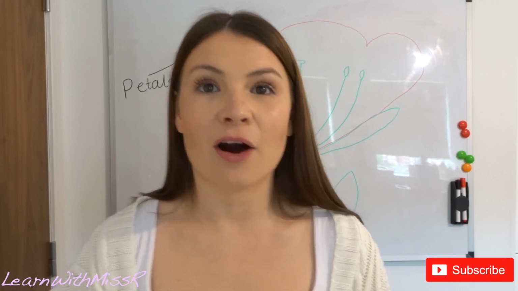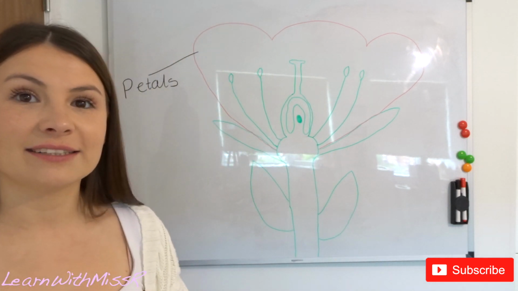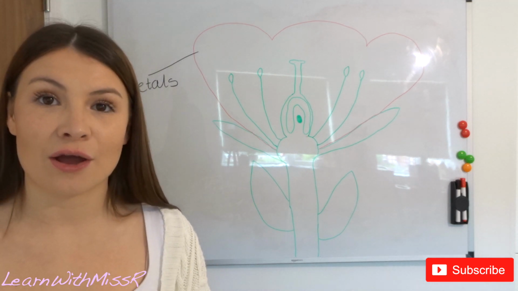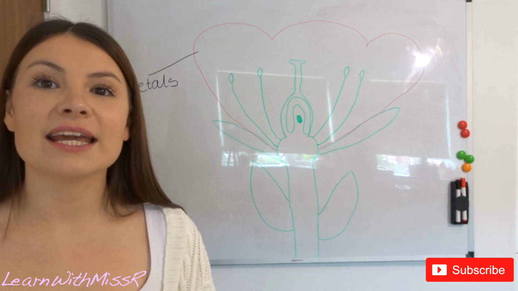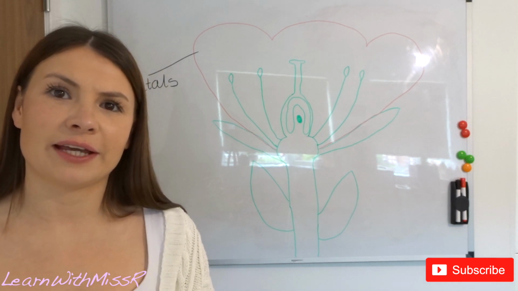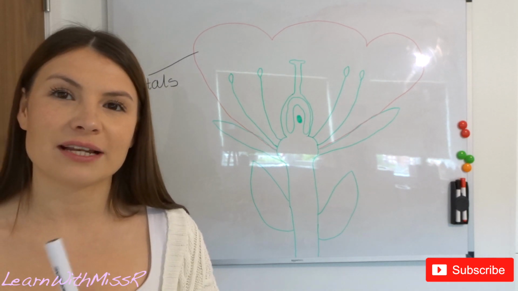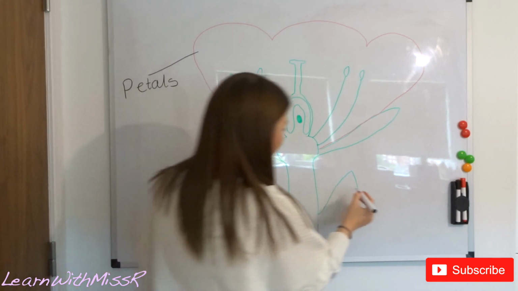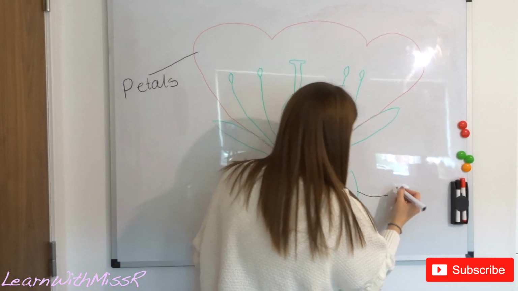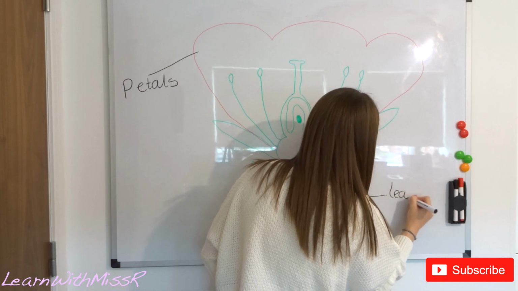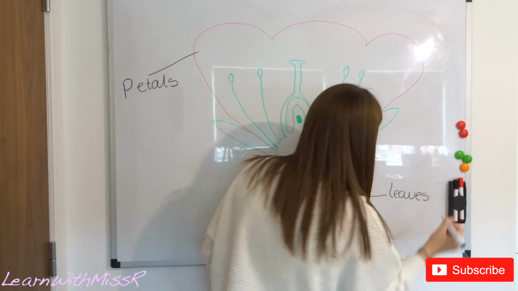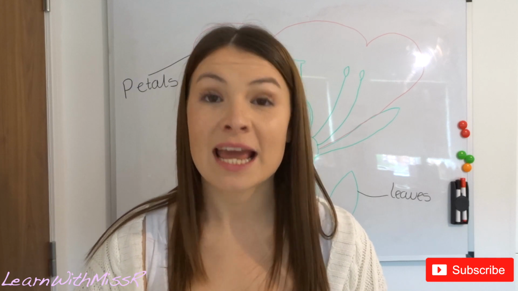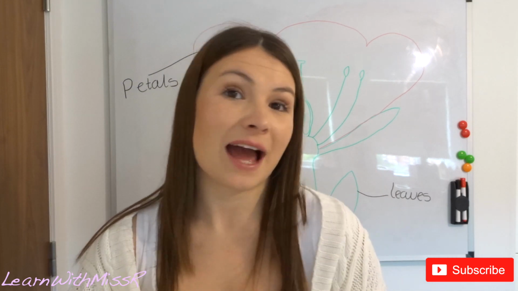The next part of my flower, I'll stand to the side. The next part of my flower that I would like you to find at home are the leaves. Where are the leaves on here? Good, they are here. They're down here, look. Here are my leaves. So have a quick think about why the leaves are important in helping to keep this plant or flower alive.